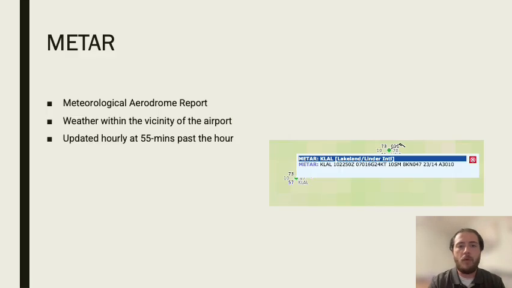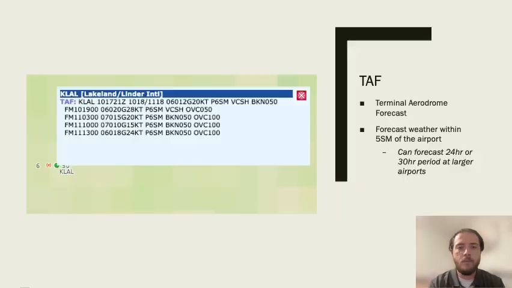And then, working our way in, bigger picture to a smaller picture, we can see specific airports. We can see METAR. So METAR is going to be a meteorological aerodrome report, and this is going to be weather within the vicinity of the airport. And these are going to be updated hourly at 55 minutes past the hour. So for Lakeland in particular, we can see the time that it was published. We can see the wind, the visibility. We can see any cloud cover, temperature, dew point, and then the altimeter setting for that airport.